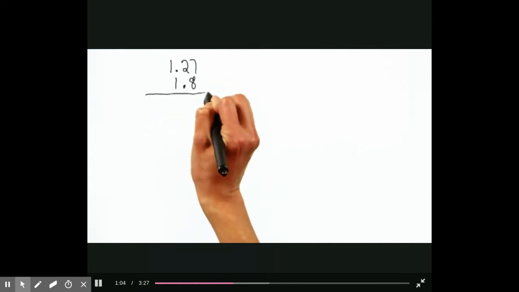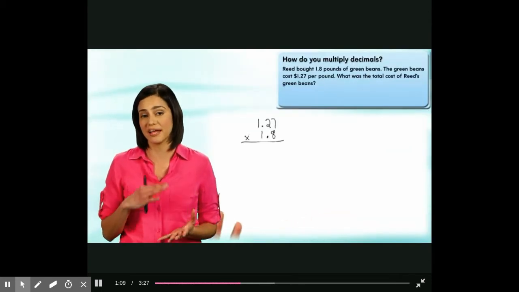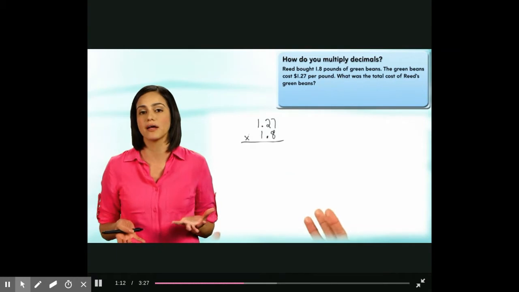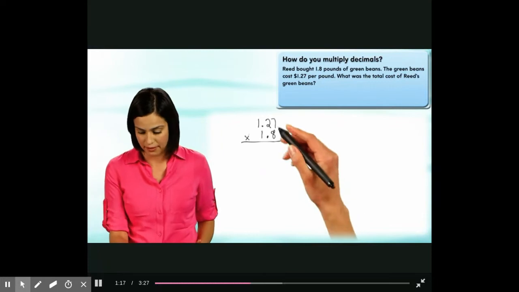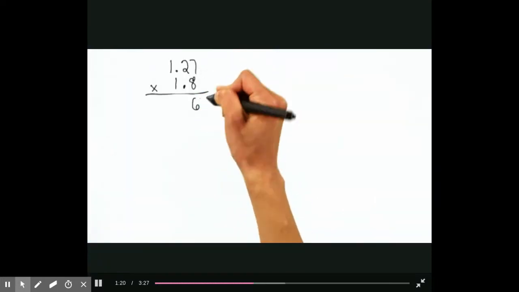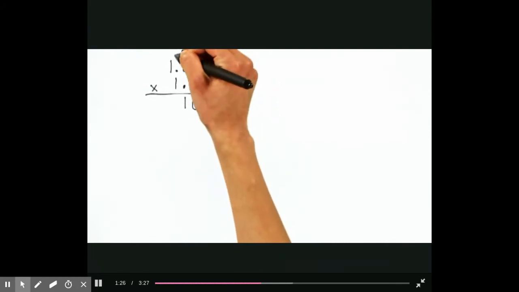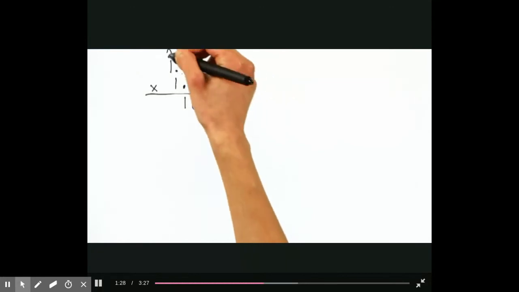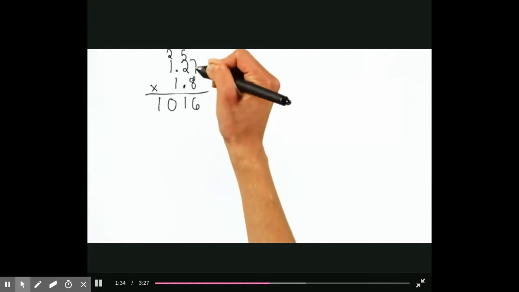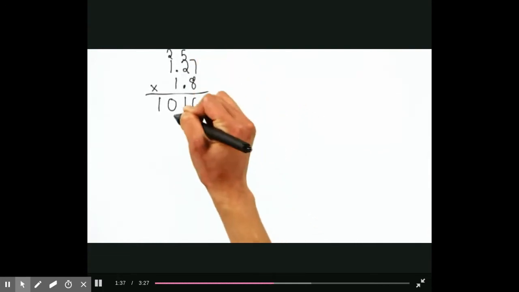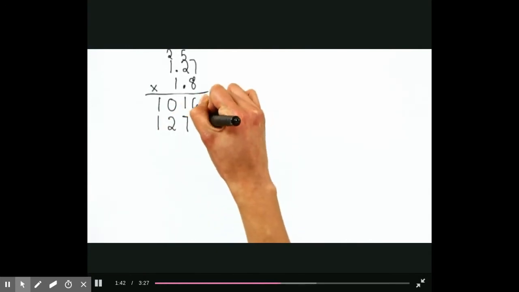Now, when we multiply decimals, we actually multiply them the same way we multiply whole numbers. So we won't worry about the decimal until we get our product. So 8 times 7 is 56. Write the 5 there. 8 times 2 is 16, and 5, that's 21. 8 times 1 is 8, and 2, that gives us 10. Next, we have 1 times 7, which is 7, 1 times 2, which is 2, and 1 times 1, which is 1. Oh, I almost forgot my placeholder.